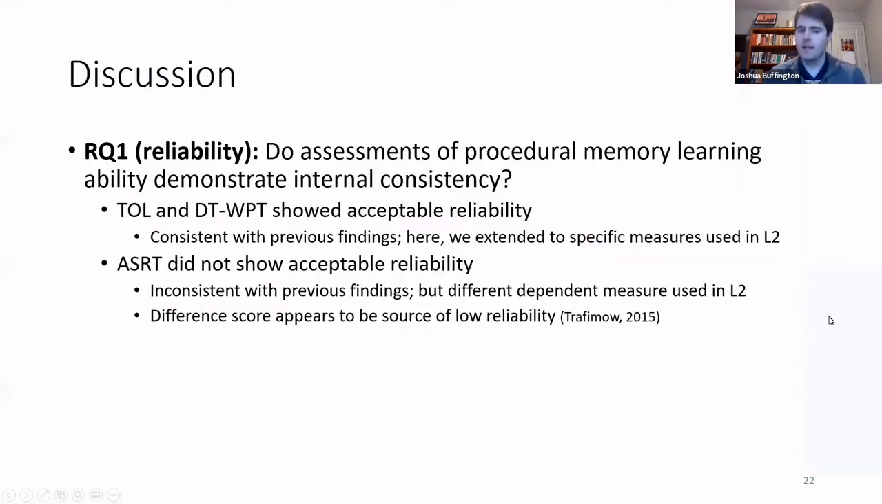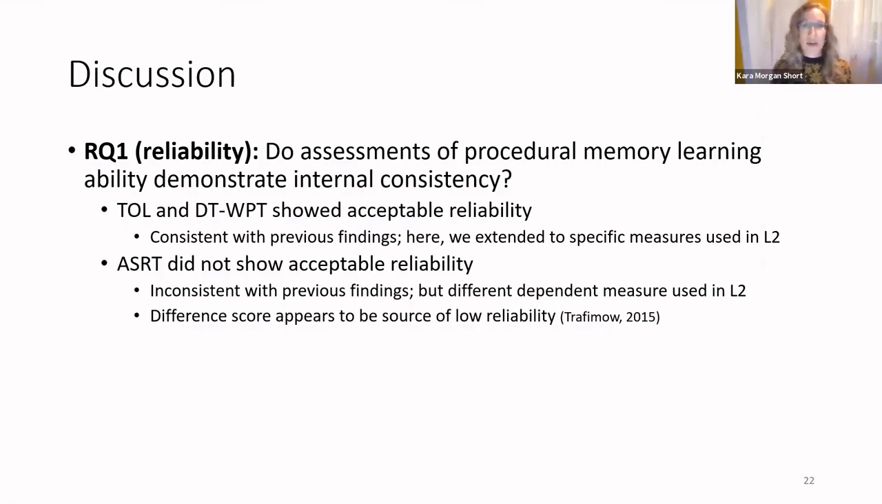Okay, so I'm going to hand it back to Kara now, who will go through the discussion. Okay, thank you, Josh. So first, we'd like to summarize our results in relation to research questions. In regard to our question about reliability, we found that the Tower of London and the dual task weather prediction task did indeed show acceptable reliability, and this was consistent with previous findings. But here we're extending this finding of reliability to the specific measures used in second language research.